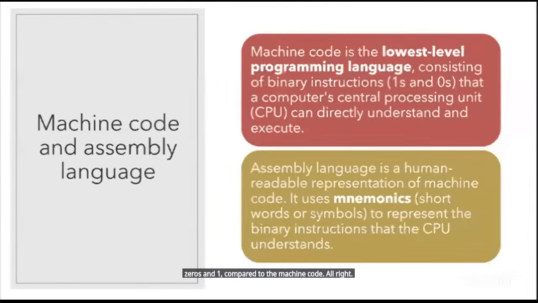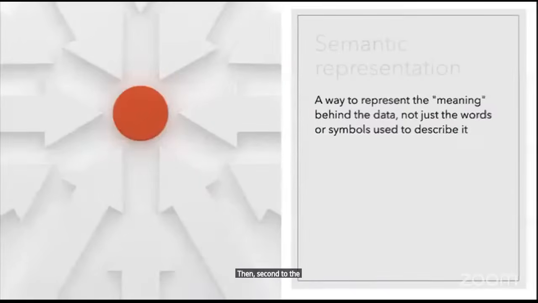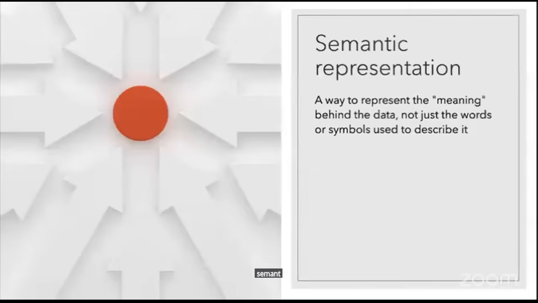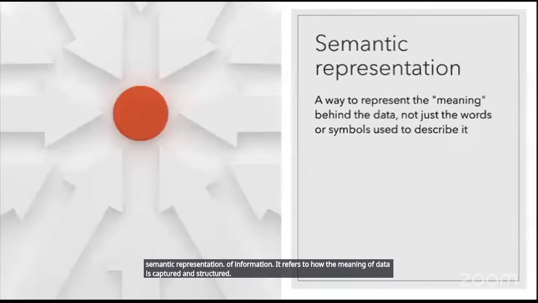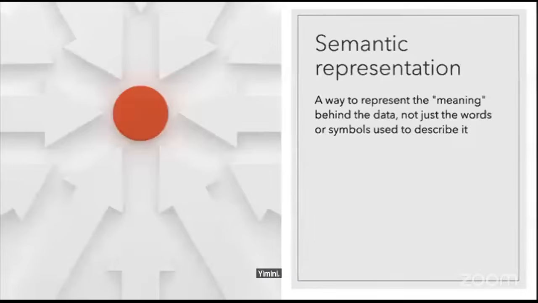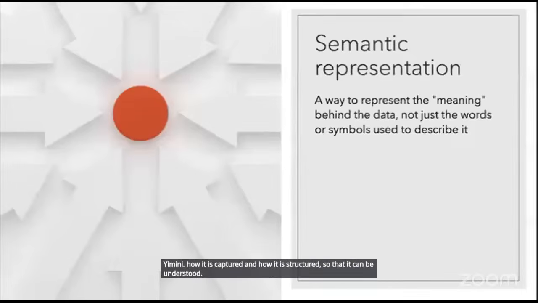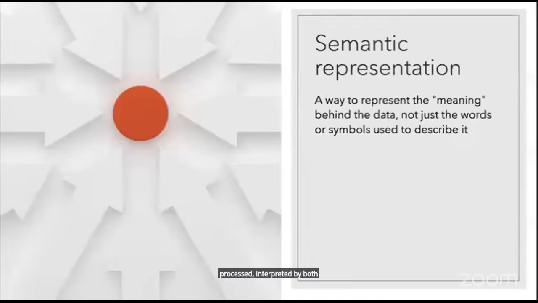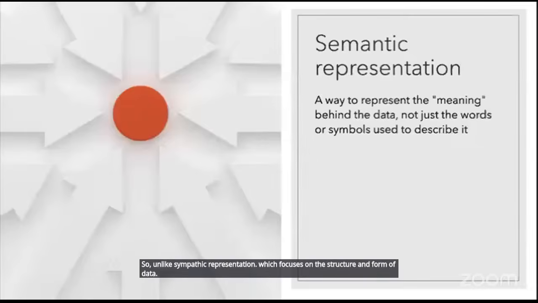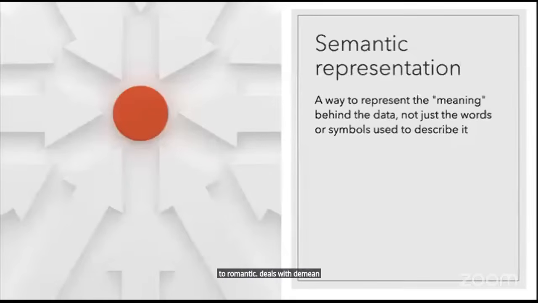All right. Then second to the last slide for our first part, semantic representation of information. It refers to how the meaning of data is captured and structured, so that it can be understood, processed, and interpreted by both you and the machine, the computer. So unlike syntactic representation, which focuses on the structure and form of data, semantic representation deals with the meaning behind that data, ensuring that the relationships, the context, and the intent are preserved and accurate.